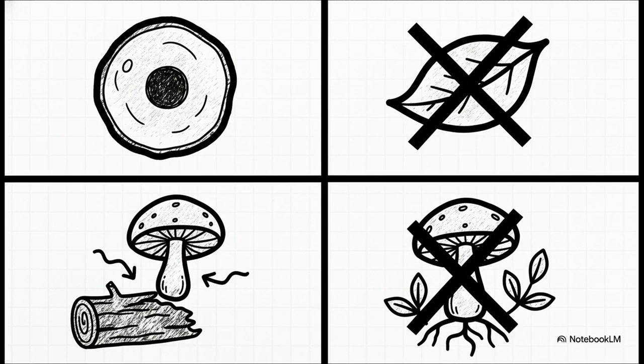First up, they're eukaryotic, which just means their cells have true membrane-bound nuclei. Second, they are achlorophyllous, which simply means they completely lack chlorophyll. And because they have no chlorophyll, that leads right into point 3. They are heterotrophic. They can't synthesize their own food via photosynthesis like plants do. Instead, they have to absorb nutrients from their environment, usually by secreting digestive enzymes into dead organic matter. And finally, they're thallophytes, meaning their plant-like body, or thallus, is not differentiated into true roots, stems, or leaves.